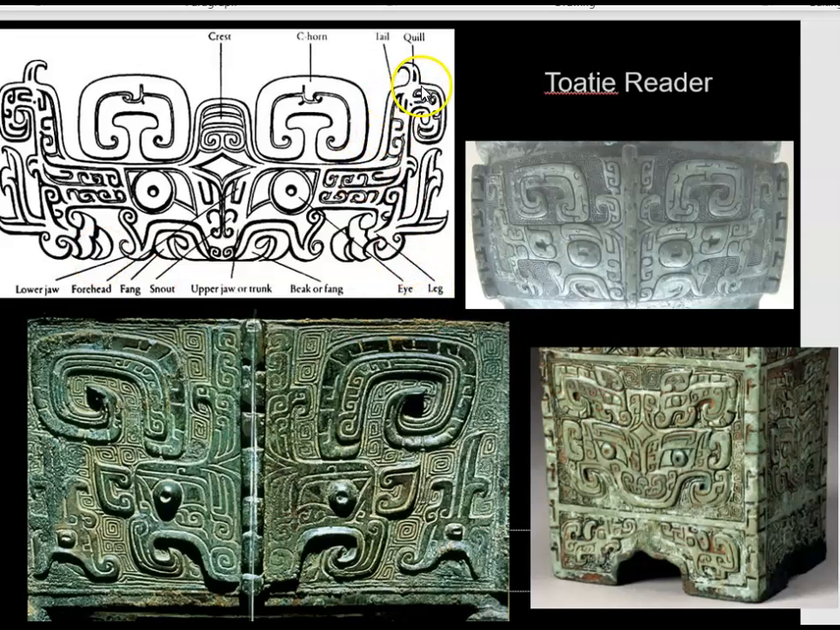And then we have extensions, which are sometimes interpreted as a tail or perhaps as a wing, or in this case, the reader is saying it's a quill. In other words, there are some references that might allow you to read portions of this as being bird-like in nature. But it's definitely a fantastic creature, a composite creature, and anytime we have a composite, we have to assume that there is an element of the supernatural that is a part of it.